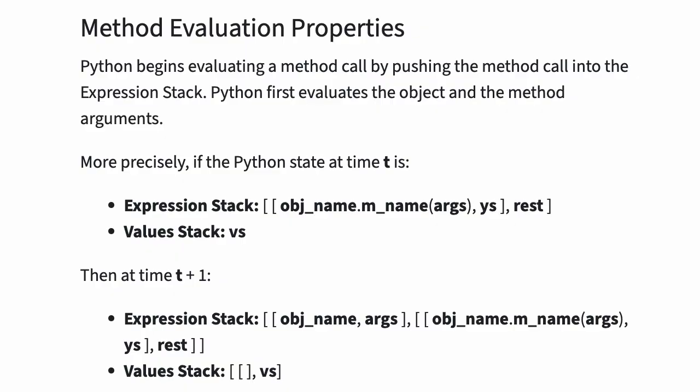Let's more formally describe the method evaluation process. Python begins evaluating a method call by pushing the method call into the expression stack. Python first evaluates the object and the method arguments. More precisely, if at time t the expression stack contains a method call with obj_name and mName with args, then at time t+1, obj_name and args are pushed to the expression stack.